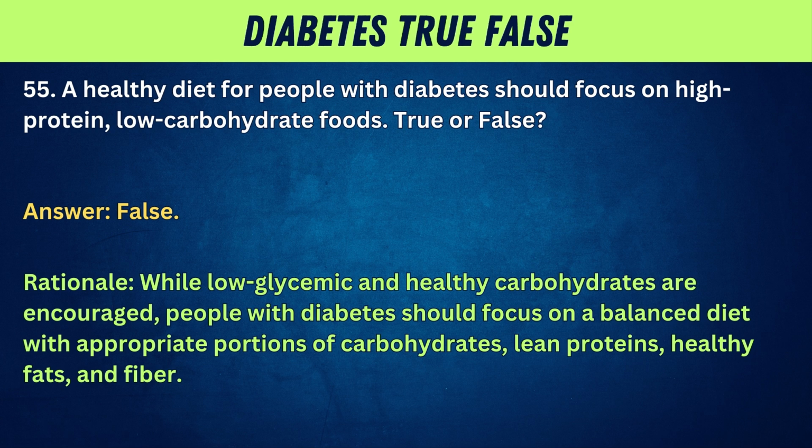55. A healthy diet for people with diabetes should focus on high-protein, low-carbohydrate foods. True or false? Answer: false. Rationale: while low glycemic and healthy carbohydrates are encouraged, people with diabetes should focus on a balanced diet with appropriate portions of carbohydrates, lean proteins, healthy fats, and fiber.